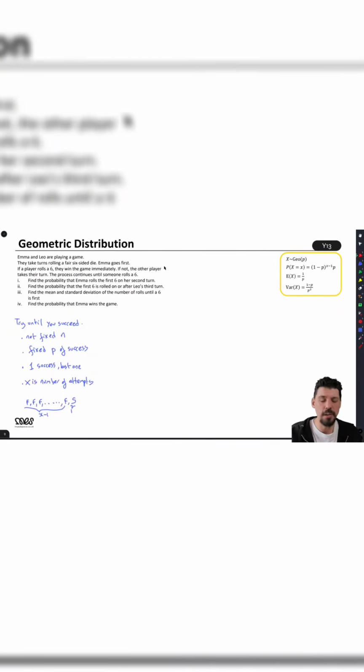Why is it called geometric? Because you end up with geometric series, basically. So Emma and Leo are playing a game.